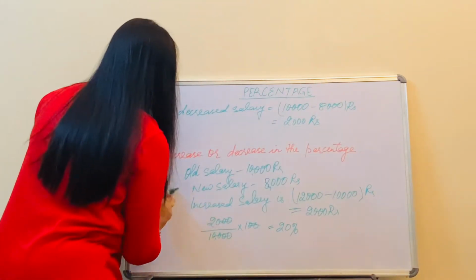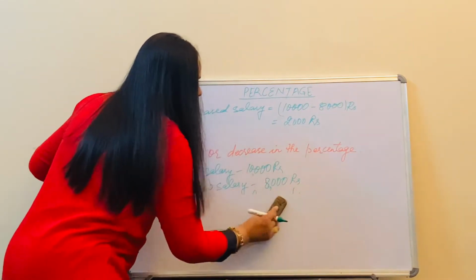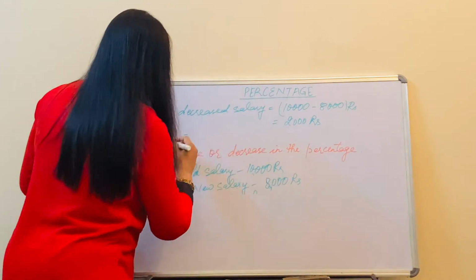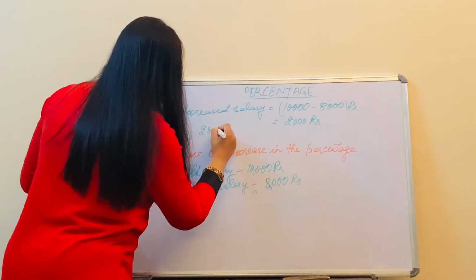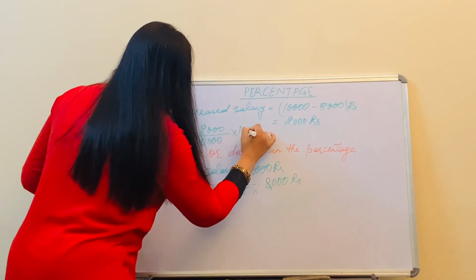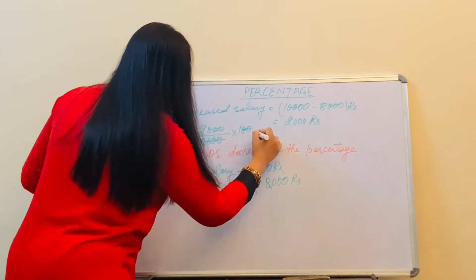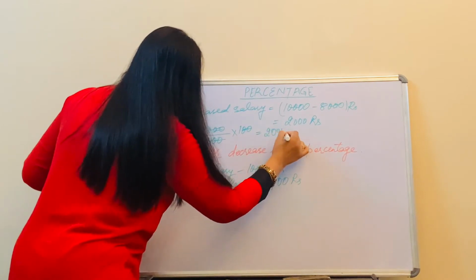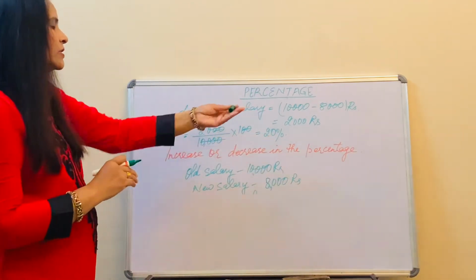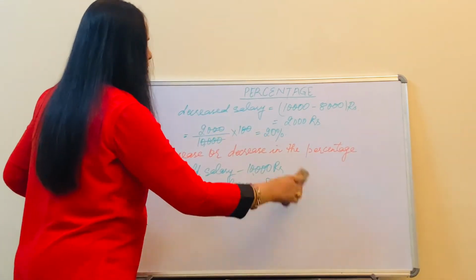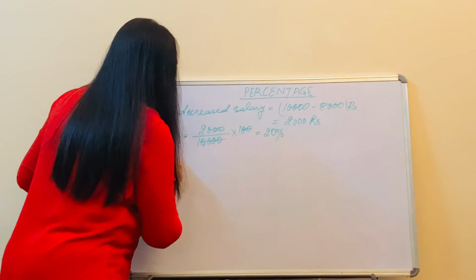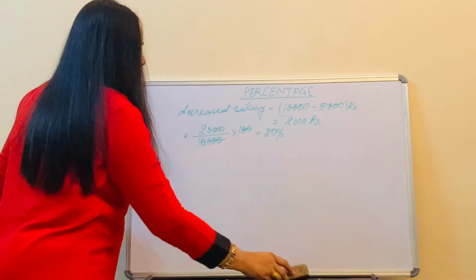So the decrease in salary in percentage comes out to be 2,000 divided by the original salary, that is 10,000, into 100. Cancelling out the zeros, again we get 20%. So the decrease is 20%. It means the original salary was 10,000 and there was a decrease of 2,000 rupees, so in percentage it comes out to be 20%. These can be calculated by a simple formula.